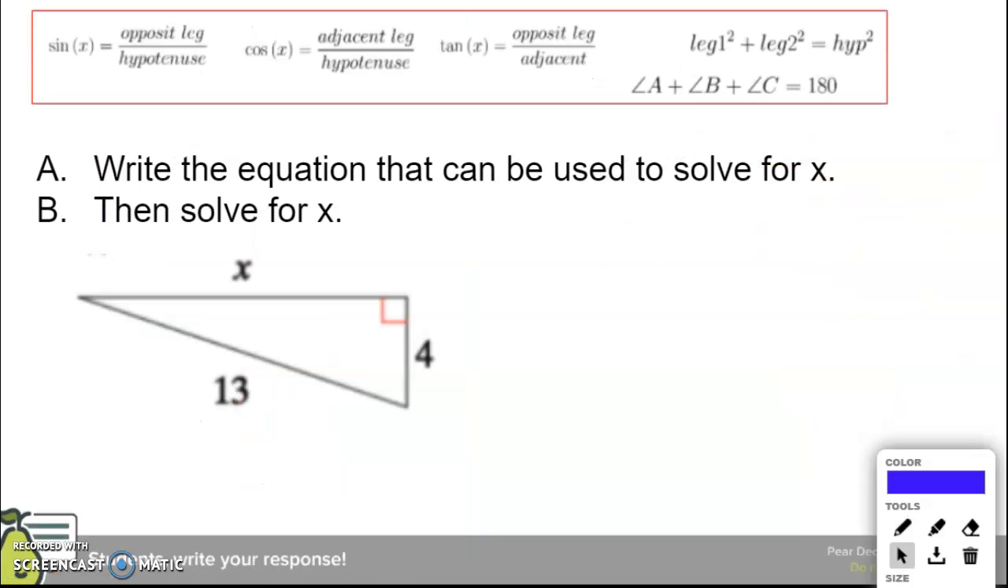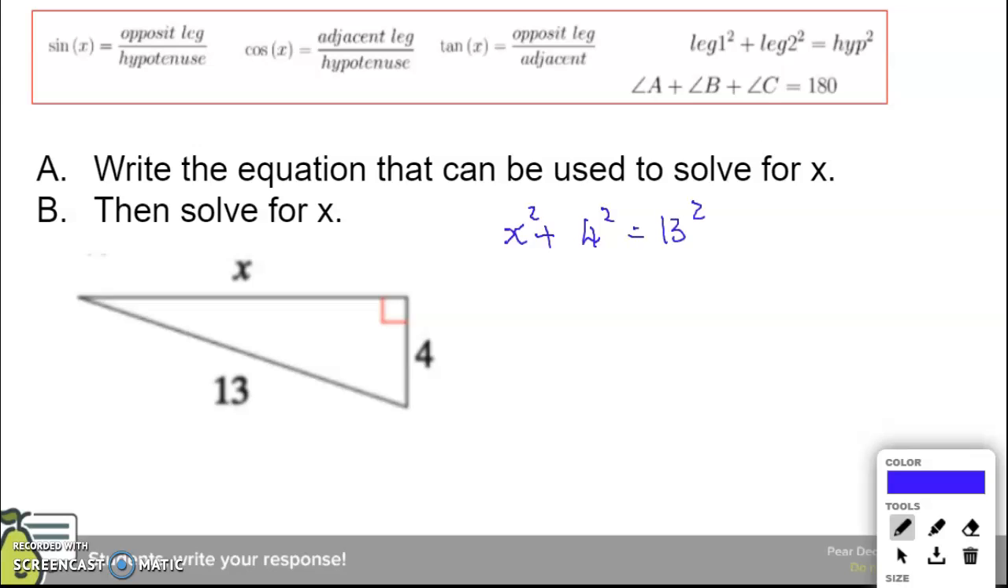Okay, next problem. Write the equation that can be used to solve for x. What are we given? We're given this side length, another side length, and another side length of a right triangle. What can we use when we're given 3 different side lengths? It's the Pythagorean theorem that says leg 1 squared plus leg 2 squared equals hypotenuse squared. Which is the hypotenuse? That's the 13 because that's across from the right angle. So that means we have the equation x squared plus 4 squared is equal to 13 squared.